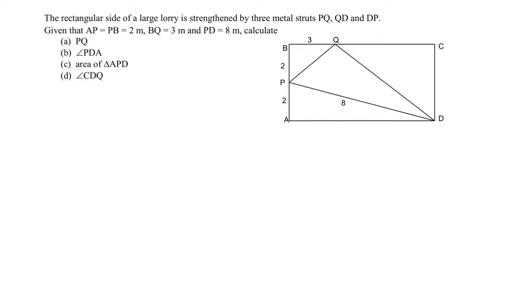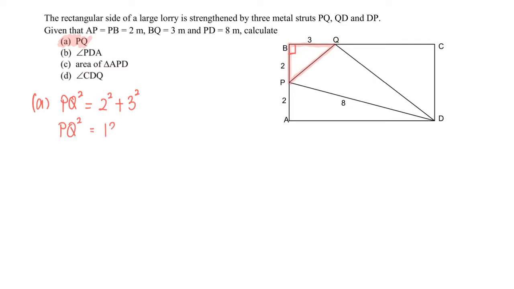Part A. Find PQ. PQ is here. Do take note, this is a rectangle. So this will be a right angle triangle given two sides. How do I find the third side? Smart. By Pythagoras theorem. So for part A, it is simply PQ square is equals to 2 square plus 3 square.